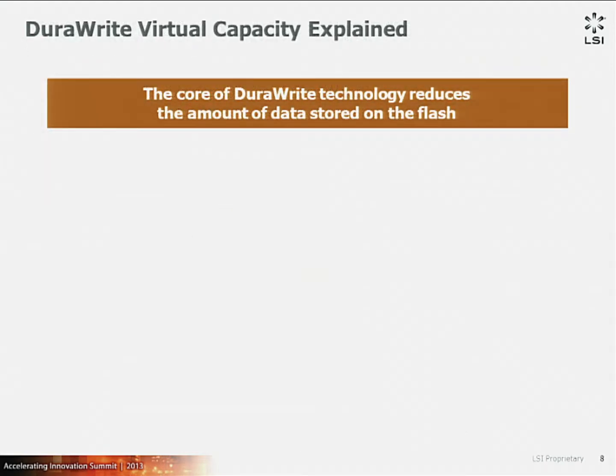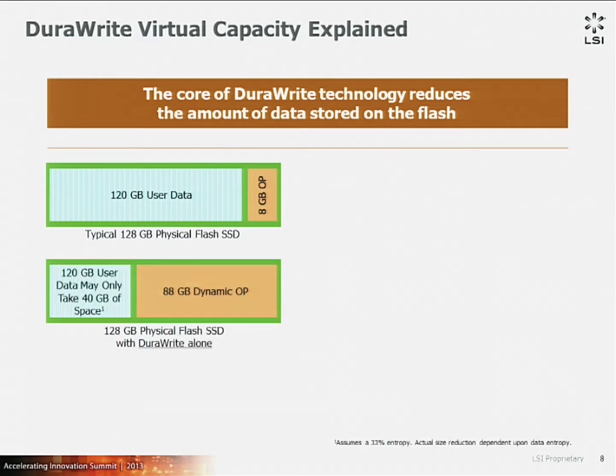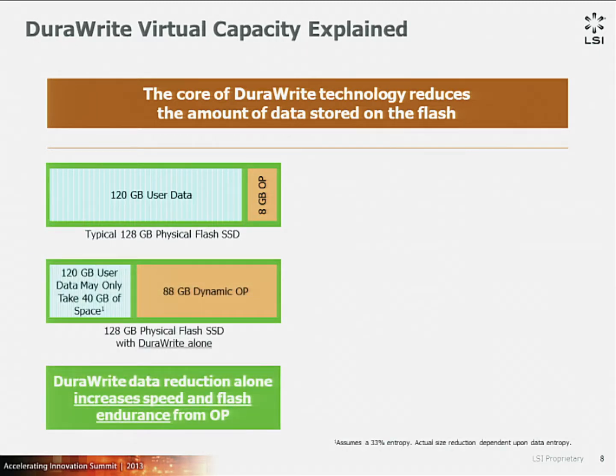So how does this work? Good question. So ultimately, the core of Dura-Write technology reduces the amount of data stored on the flash. So if we look at 120 gigabytes of user data, and we see we have 8 gigabytes of over-provisioning, so this would be a typical 128 gig physical flash SSD. Now, in that same drive, if we use just Dura-Write on its own, the 120 gigabytes gets reduced down to, let's say, 40 gigabytes, using the example of the Oracle database.